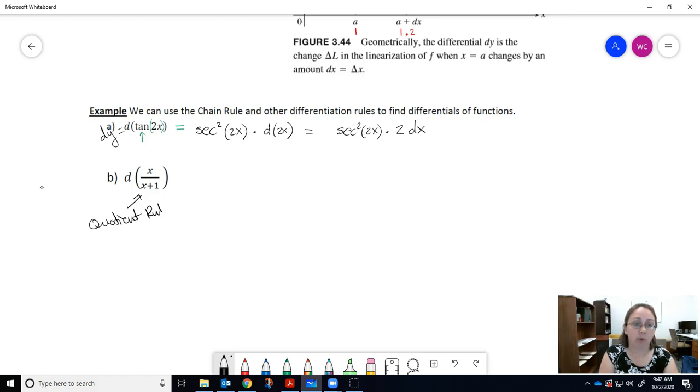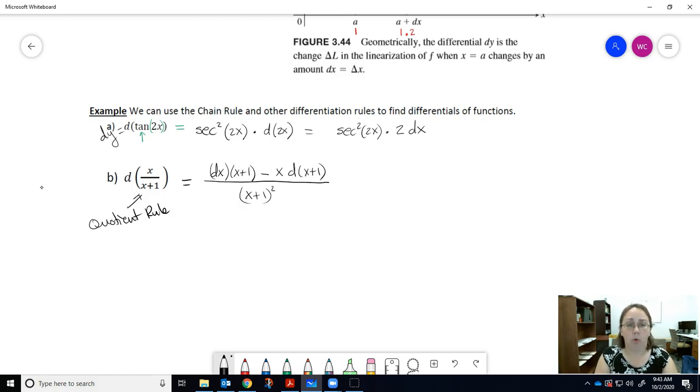If you want to write out your u and v, go ahead, take a minute and do that. But I'm actually not going to do that. I'm going to just work it out. So quotient rule. First of all, you need the derivative of the top. Remember, d is how we say take the derivative. So I'm going to write dx, meaning take the derivative. So dx, derivative of the top times the bottom, minus, we keep the top, times the derivative of the bottom, all over the bottom squared.